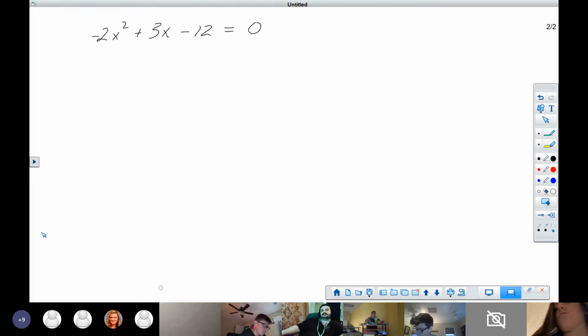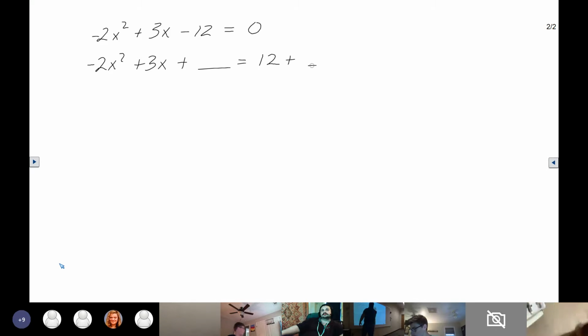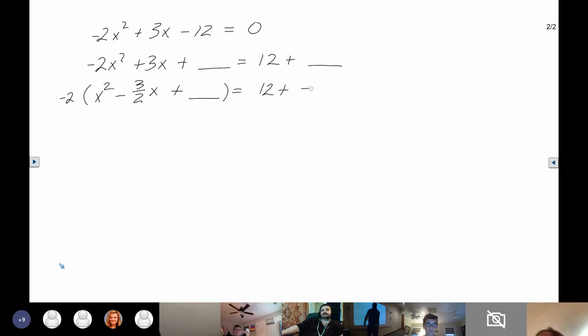That's strange. All right, so y'all have had enough time to get it started. That's 3 minutes. Let's see what we got. Move the 12 first. That's going to be negative 2x squared plus 3x plus blank is equal to 12 plus blank. Factor out a negative 2. Negative 2 and blank.